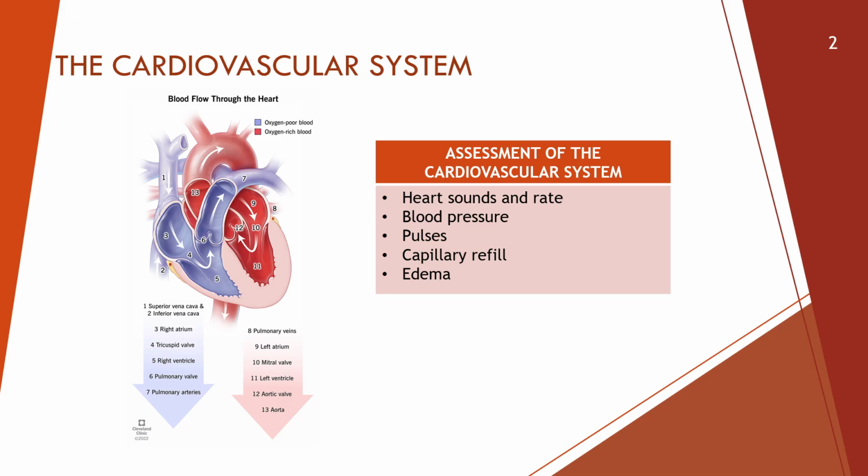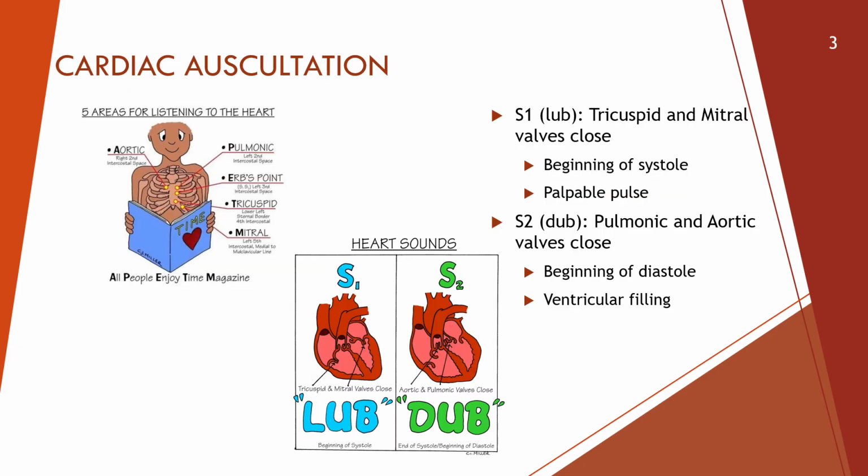body. When we are assessing the cardiovascular system, we're going to listen to the heart, determine the heart rate, and check circulation by getting a blood pressure, checking the peripheral pulses, the cap refill, and assessing for any edema. Make sure you remember what areas you're going to auscultate for heart sounds. During health assessment, you probably used All People Enjoy Time magazine to remember the names, but make sure you also know where they're located, because depending on which area you're listening to, it'll tell us a lot about specific valves and blood flow in the heart.